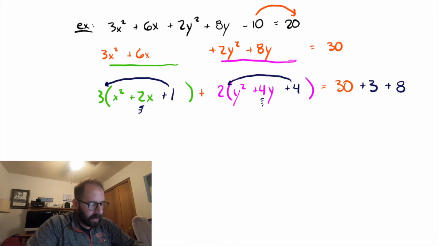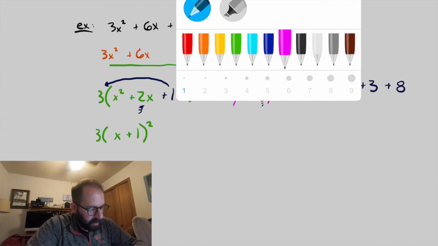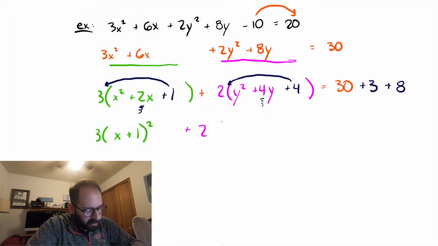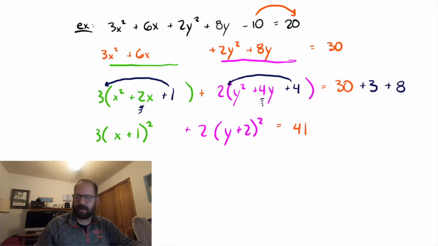Now I'm going to factor these up, so I'm going to keep these color-coded. Factoring the part in green, it's always half the middle, so it's x plus 1 squared. For the part in pink, half the middle is y plus 2 squared. And on the other side, adding those numbers up, we have 3 plus 30 plus 8, what is that, 41 on the other side? That is kind of a goofy number.